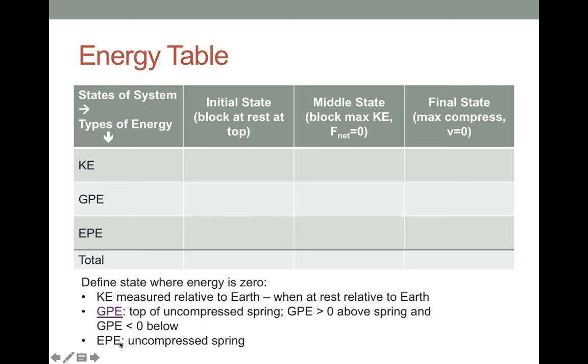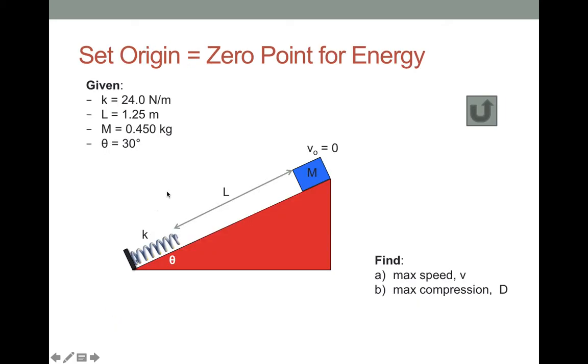We will define the spring to have no energy when it is neither compressed nor stretched. However, the gravitational potential energy we need to be careful with, because we can put our origin wherever we want. But once we place it someplace, we need to be consistent. For this problem, I'm going to put the origin at the top of the uncompressed spring. Any place above here, the gravitational potential energy will be positive. Any place below there, namely when the spring is compressed, the gravitational potential energy will be negative. So we need to remember, any place down here, we have negative gravitational potential energy. Any place up here, it's positive.